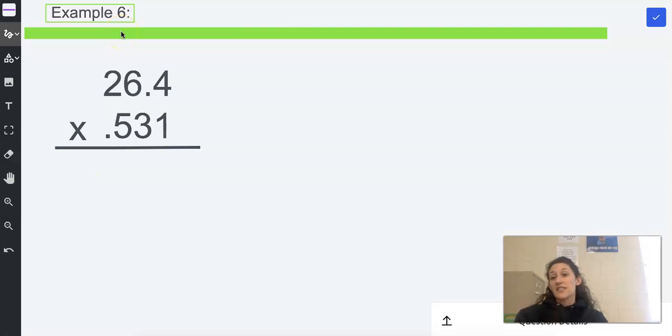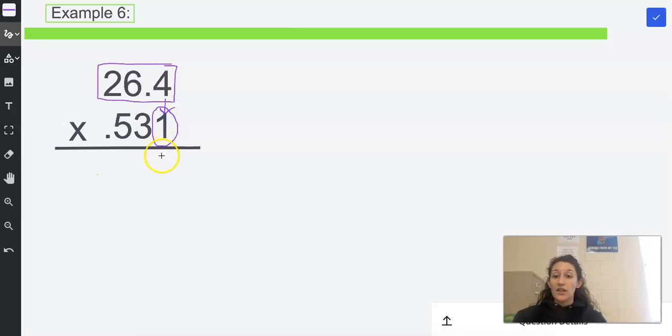Let's look at example 6. 26 and 4 tenths is being multiplied by 531 thousandths. We need to ensure that we multiply every digit in the top number by every digit in the bottom number. So I will start by multiplying every digit in the top number by 1.